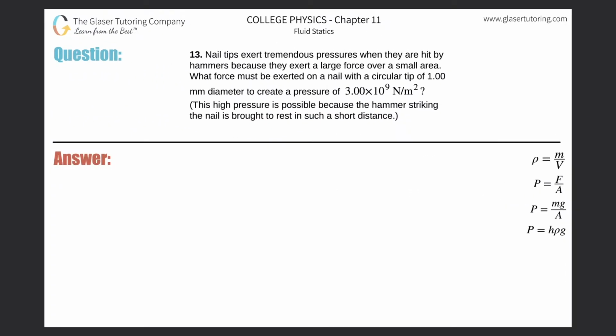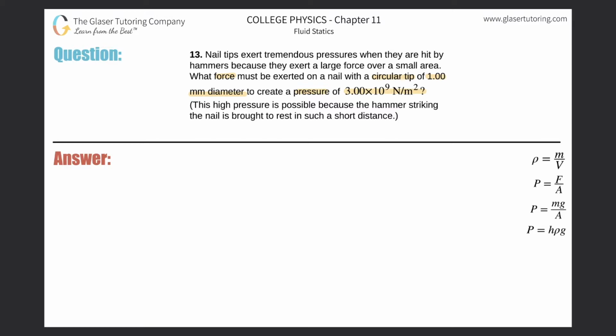Number 13. Nail tips exert tremendous pressures when they are hit by hammers because they exert a large force over a small area. What force must be exerted on a nail with a circular tip of 1 millimeter diameter to create a pressure of 3 times 10 to the 9 Newton per meter squared? This high pressure is possible.